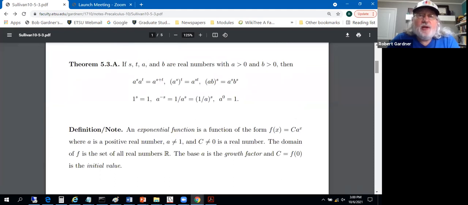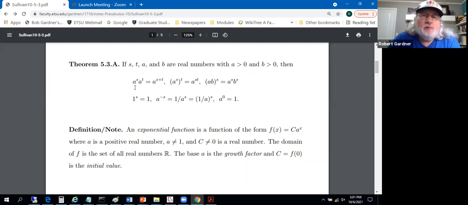Theorem 5.3.a, it appears we've already done this before. We have not, because now we're dealing not with rational exponents, but with real exponents. So let s and t, which will act as exponents, and a and b, which will act as bases, be real numbers where a and b are both positive. What we're never defining is what it means to raise a negative number to an irrational exponent.